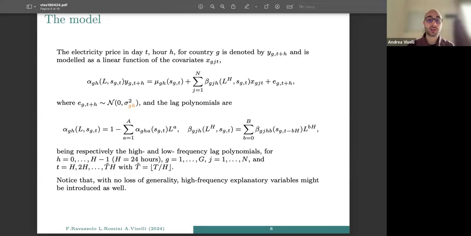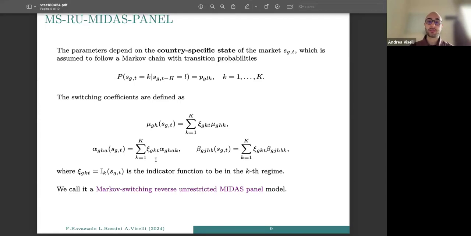Okay, in general, the model is again a mixed frequency model, so it can be represented with these lag polynomials: alpha is the lag polynomial in the dependent variable, and beta corresponds to the lag polynomial in the low frequency covariate. So this is a daily covariate in our model. In general, without loss of generality, we may include here also high frequency predictors. I didn't include them because the model already shows very heavy notation. The variance of the error term changes with the country and the hour of the day. In general, this model is very flexible because you may allow also for different kinds of dependence. And so we call this model a Markov-switching reverse unrestricted Midas panel.